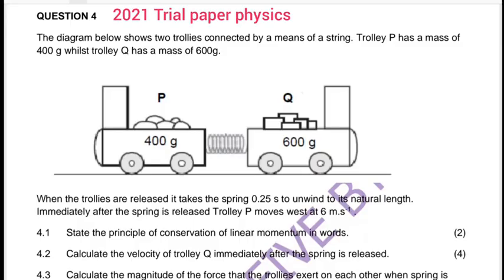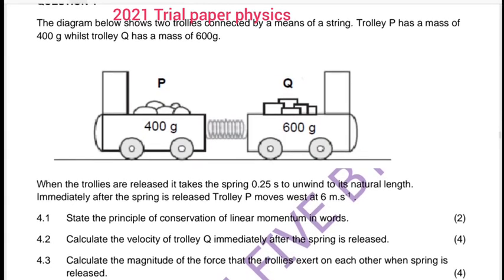Question form. The diagram below shows two trolleys connected by means of a string. Trolley P has a mass of 400 grams, while trolley Q has a mass of 600 grams. Again, remember guys, generally grams must be converted to kgs, so be on the lookout. When the trolleys are released, it takes the spring 0.25 seconds to unwind to its natural length. Immediately after the spring is released, trolley P moves west at 6 meters per second.